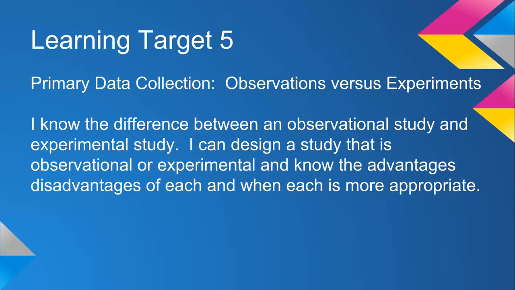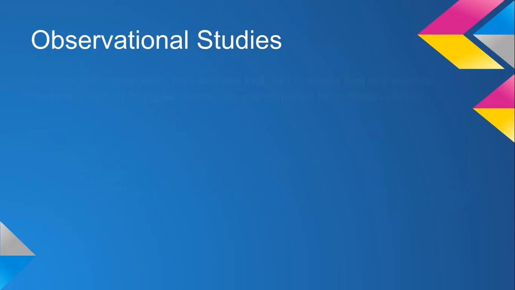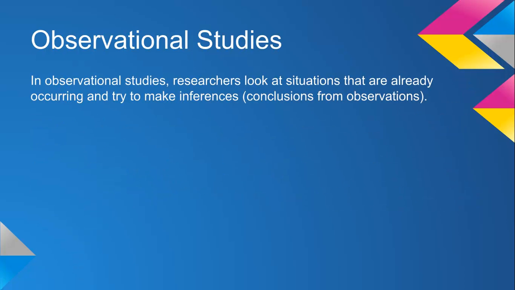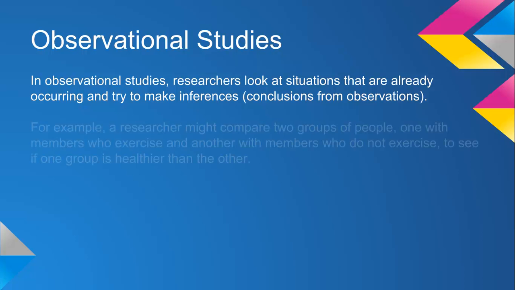Learning target 5: I know the difference between an observational study and an experimental study. I can design a study that is observational or experimental and know the advantages and disadvantages of each and when each is more appropriate. So in observational studies, researchers look at situations that are already occurring and try to make conclusions from those observations. They're just studying what's already happening.